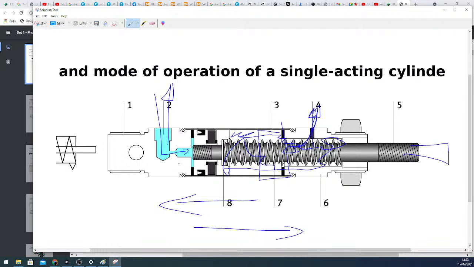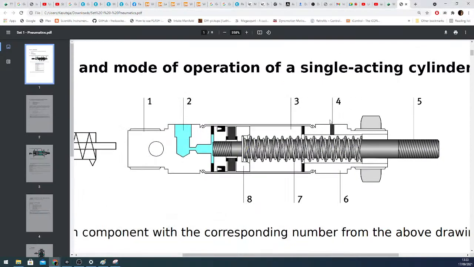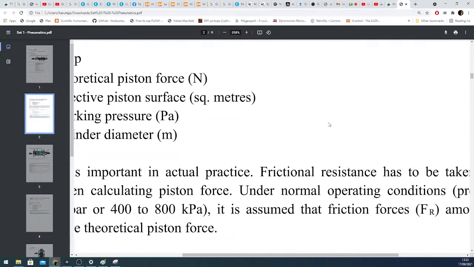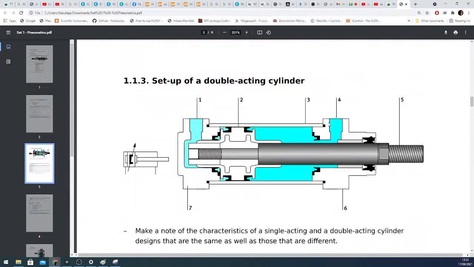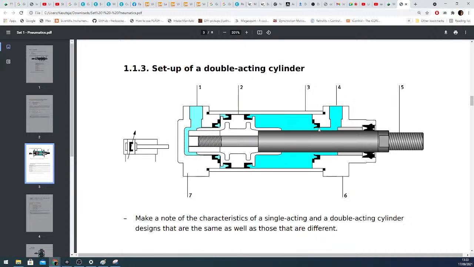So this is a single acting cylinder, and the name comes from the single action on this side. We are using compressed air only on one side, which means it's a single acting cylinder. The other cylinder I was showing you before is a double acting cylinder. The reason is we use compressed air for both movements, on both sides. Therefore it's double acting.